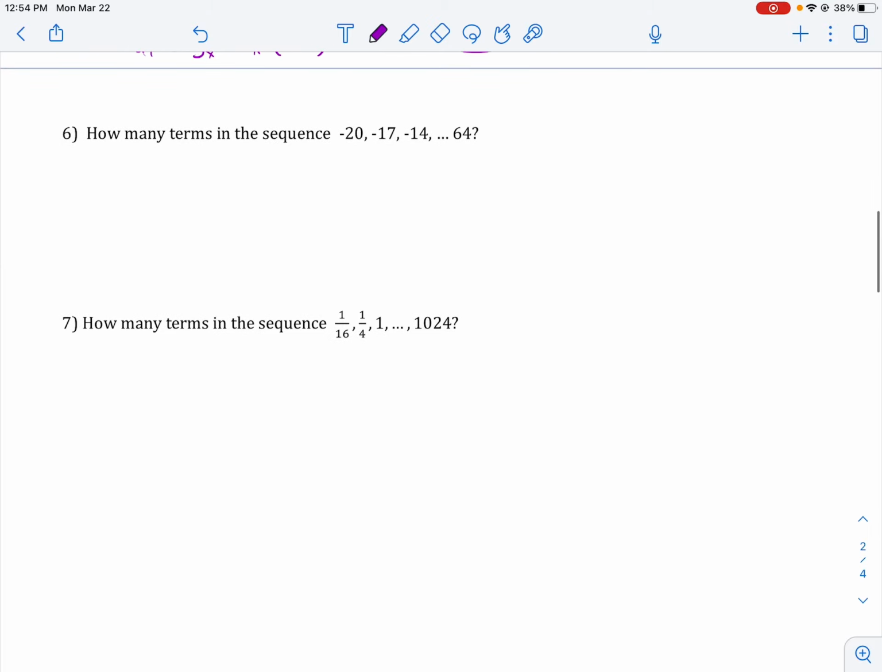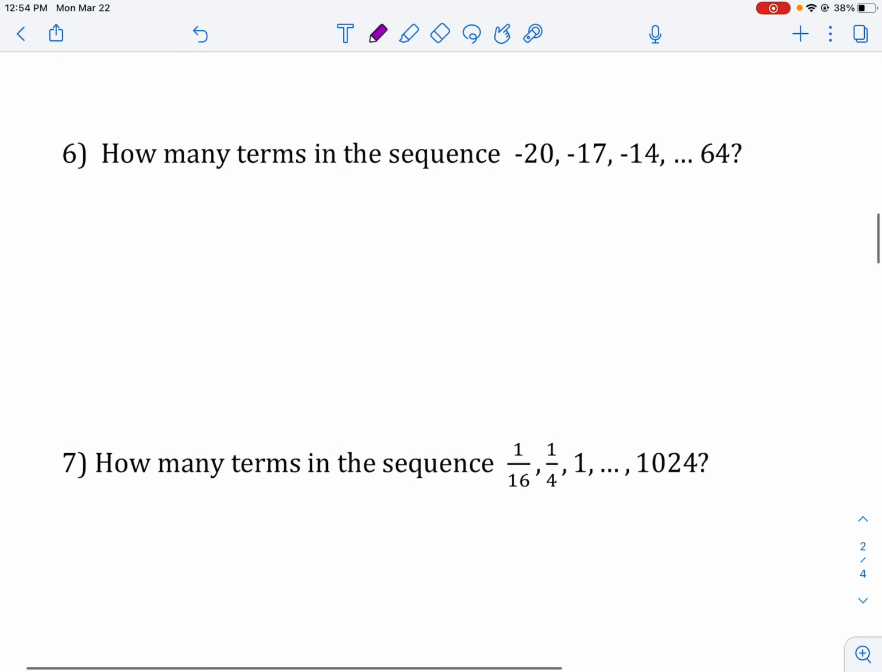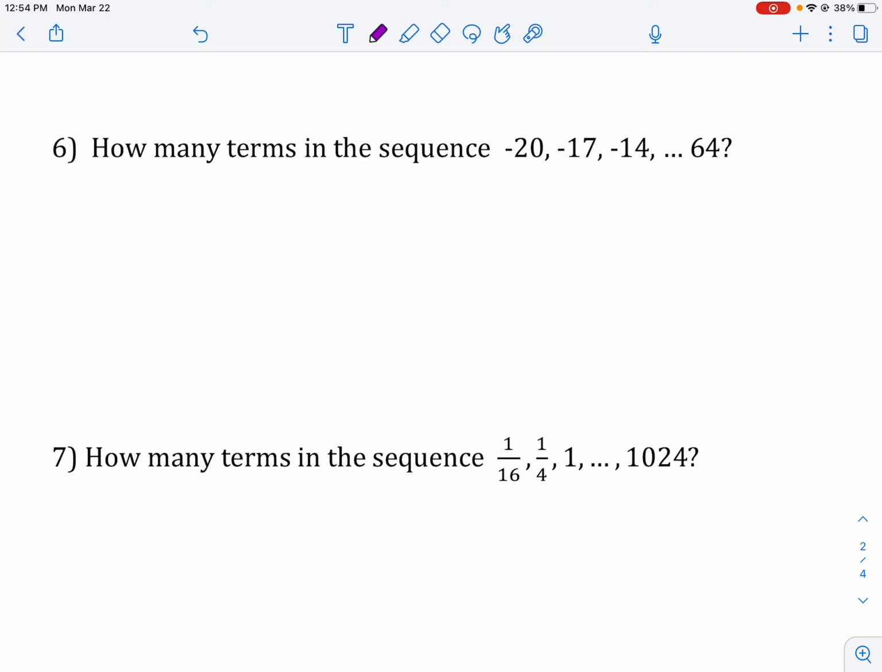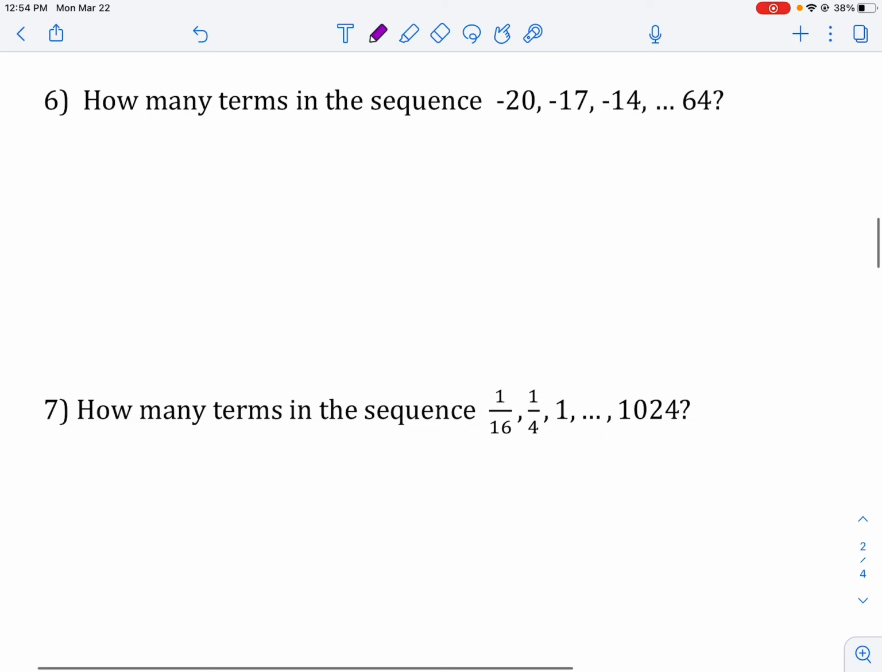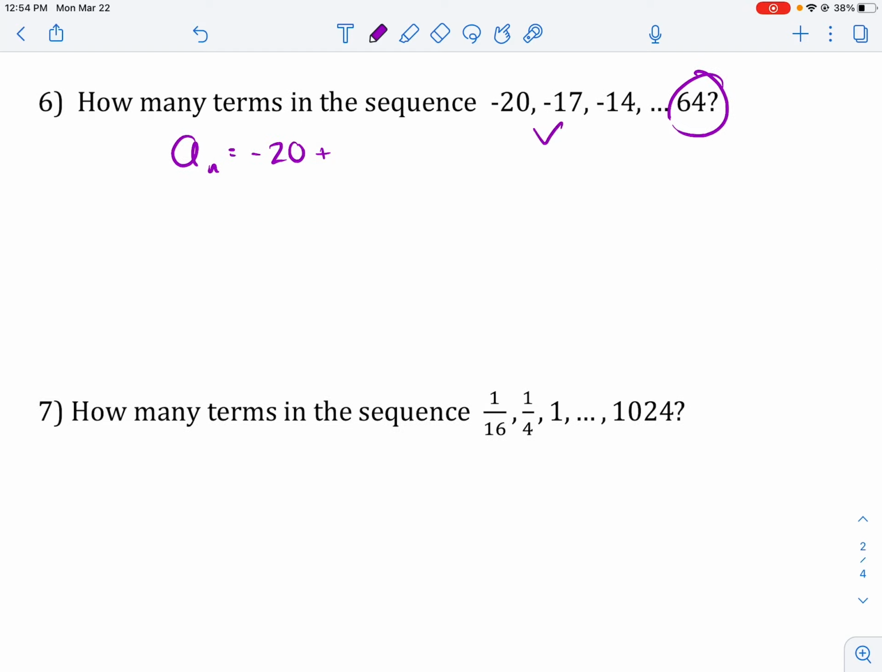Okay, last two problems here, 6 and 7. All right, so letter 6, or number 6, I mean. Looking for how many terms are in the sequence, or what term number 64 is. So in order to do that, I need to come up with the formula for the sequence, right? So negative 20 plus, and it looks like we're going up by 3, right?